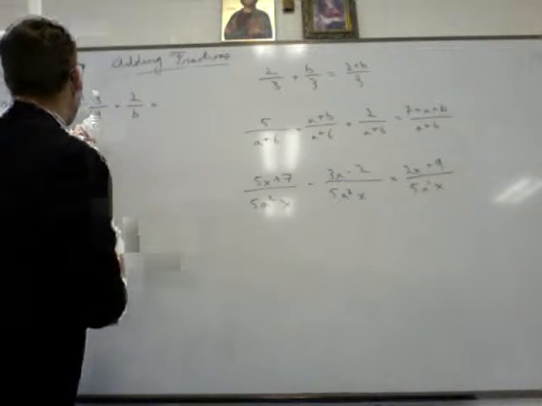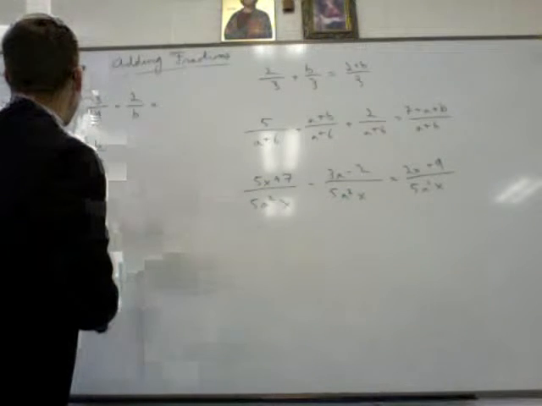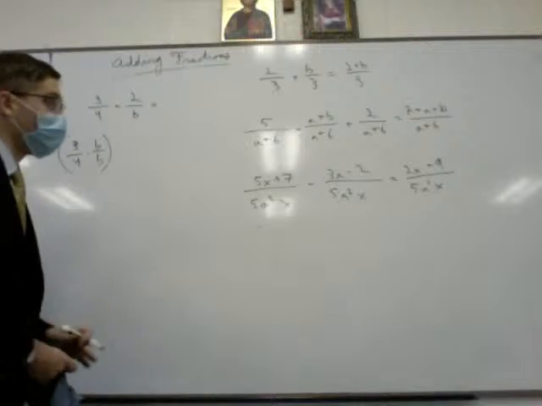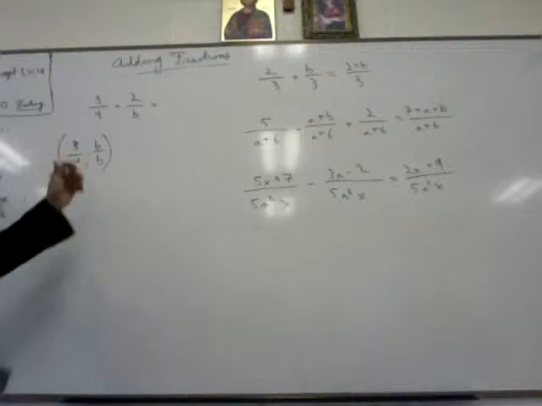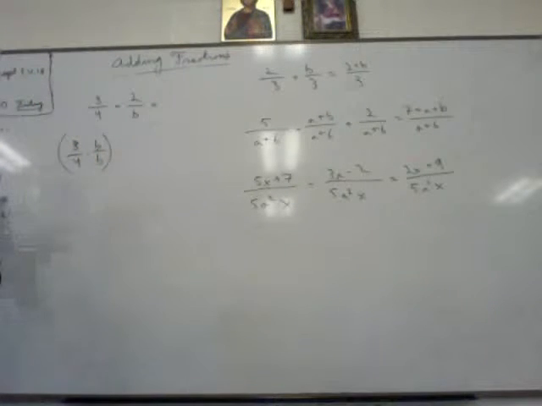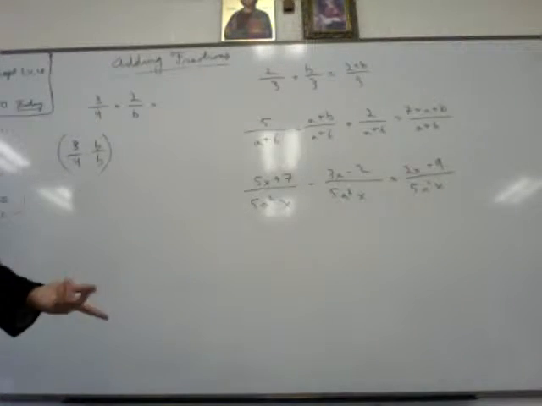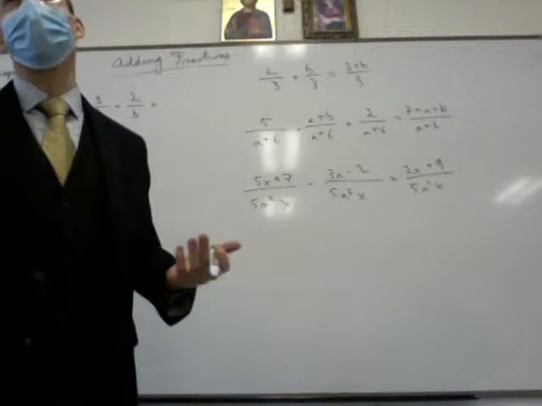So the first one we need to multiply by b over b to get it to have 4b on the bottom. We're allowed to multiply by b over b because b over b is equal to 1. Doesn't matter what b is, as long as it isn't 0.